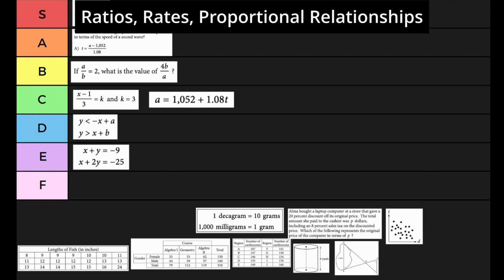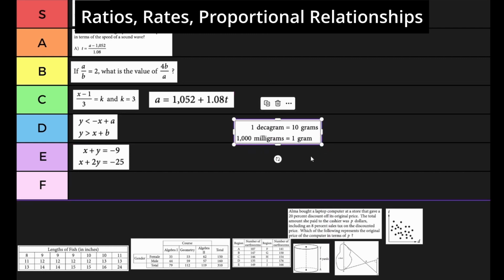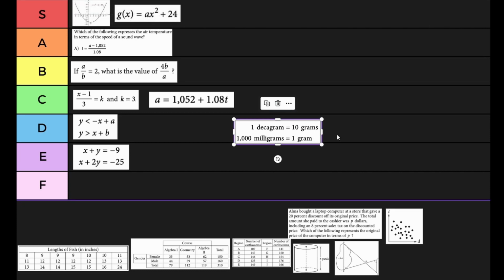So we have ratios, rates, proportional relationships, and units. That's a mouthful. These tend to be any form of units that you have to do conversions with. Here we have 1 decagram is equal to 10 grams, and 1,000 milligrams is equal to 1 gram. I remember this question, we wanted to find how many milligrams were in 2 decagrams. It's a fairly easy one. It's just a conversion, multiplication really. It does require you to know ratios and proportional relationships. I think it's pretty fun.